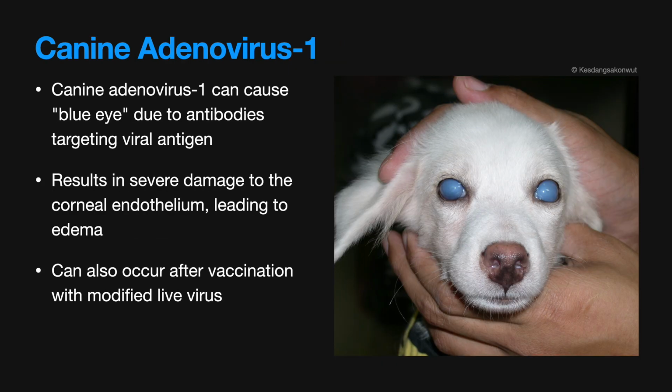Canine adenovirus 1 can cause a condition called blue eye due to antibodies targeting viral antigen. In this particular disease, the antigen-antibody complexes cause severe damage to the corneal endothelium, resulting in corneal edema. This condition can also occur after vaccination with the modified live vaccine in some cases.